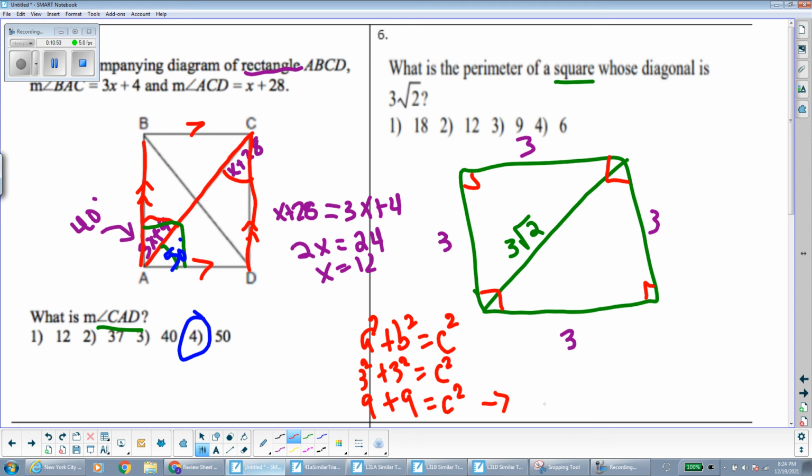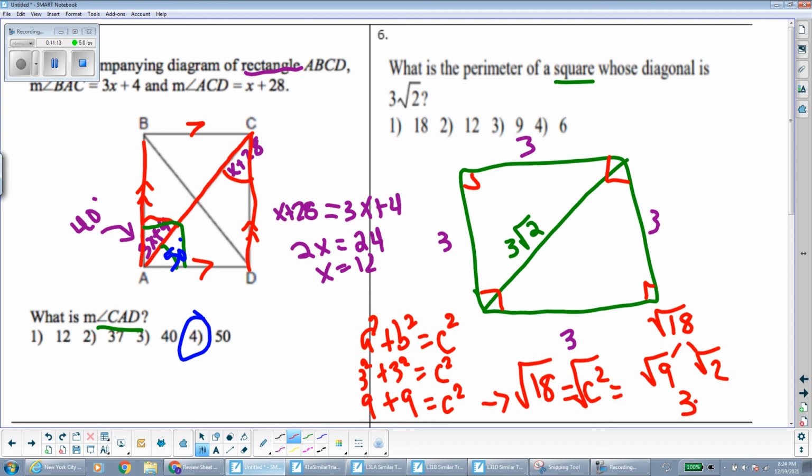I'm going to make an arrow here to indicate I'm going over here. So that's 18 is equal to c squared. If I take the square root of both sides, I get c is equal to radical 18. Radical 18, we can break down into radical 9 and radical 2. 9 times 2 is 18. Radical 9 is just 3. And the radical 2 doesn't simplify any further.